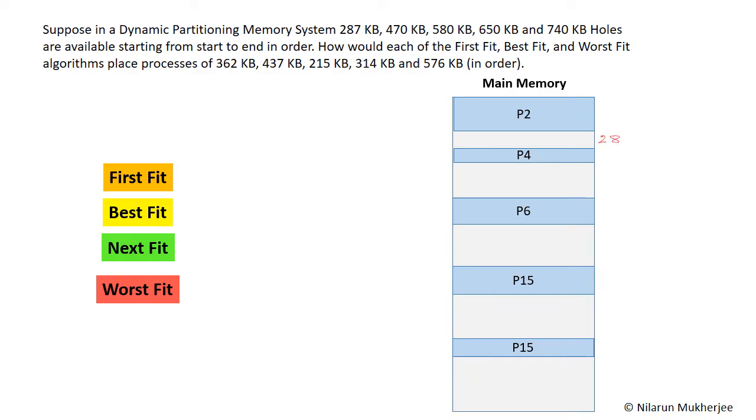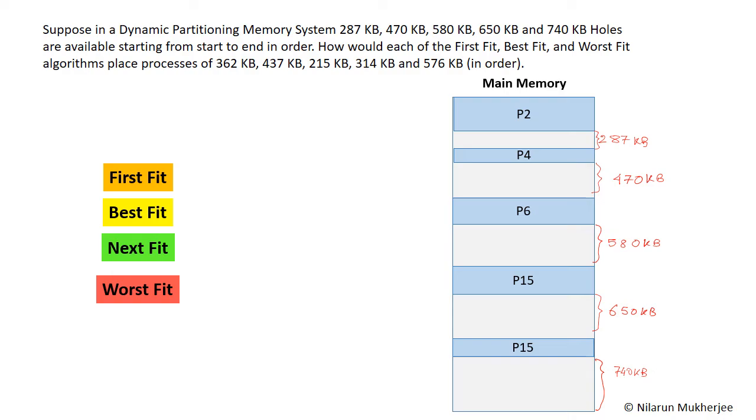So according to this problem, suppose this hole is 287, this hole size is 470, this hole size is 580, this hole size is 650 kb, and this hole size is 740 kb.